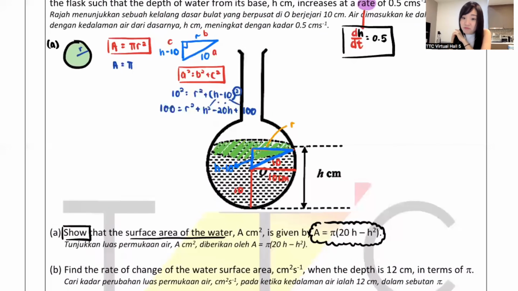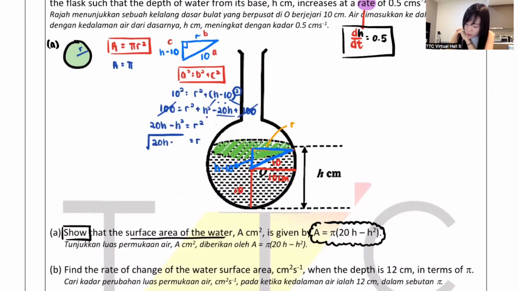Now, you want to find what? You care about the R value. So everything, I just move it to the right side. So 100 minus 100, no more 100. Negative 20H, move it over, positive 20H. Positive H squared, move it over, negative H squared. Saw it or not? You want to find the R, right? R squared, move it over.